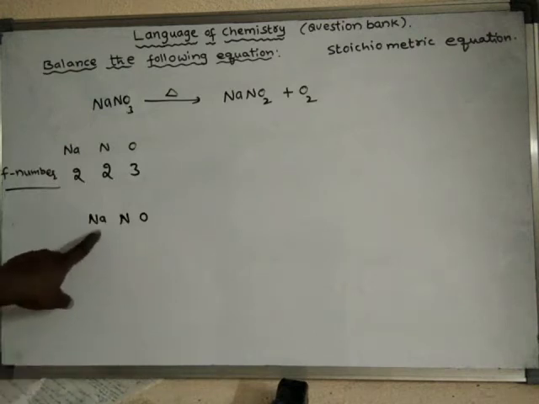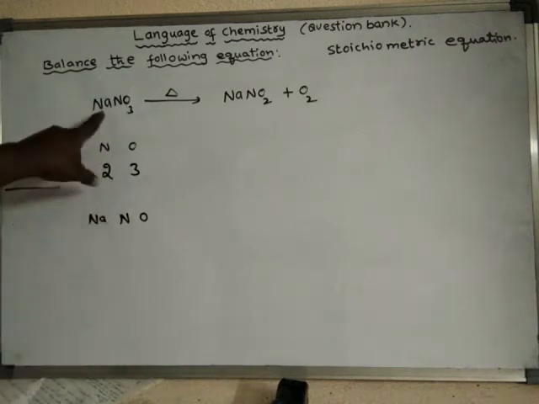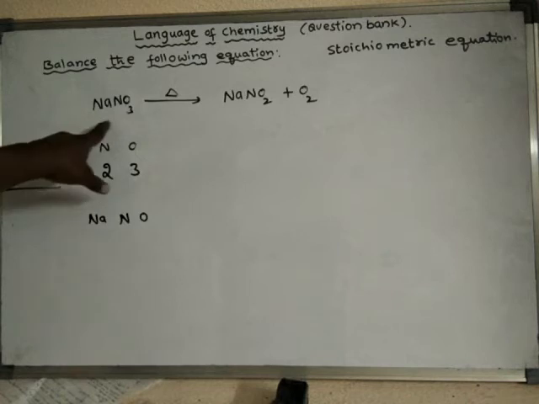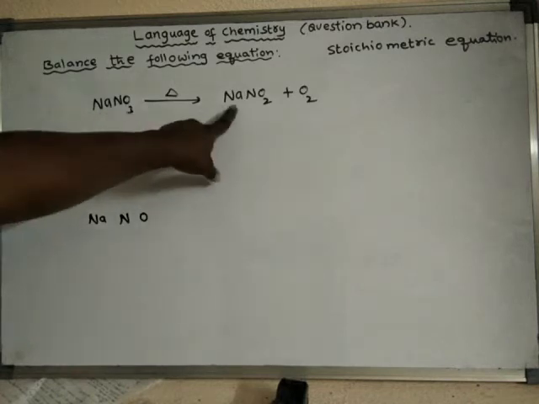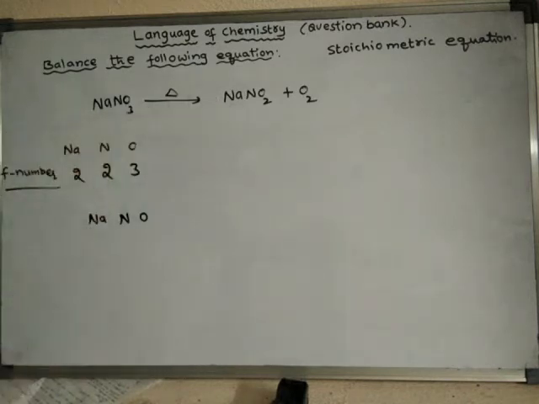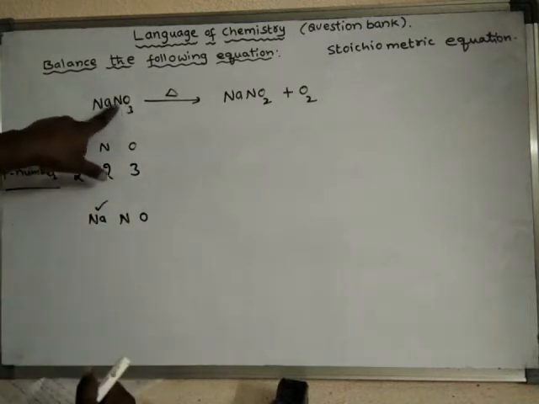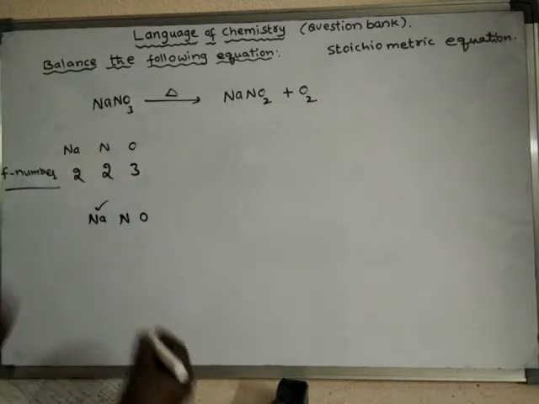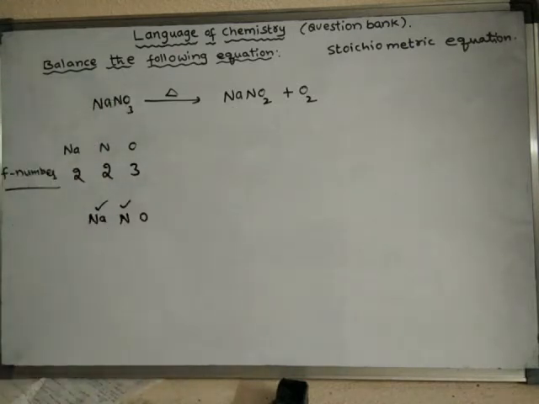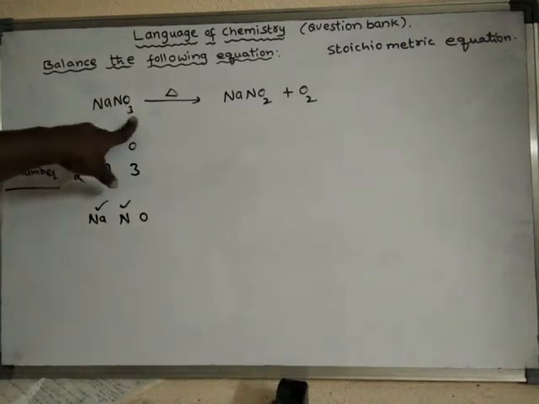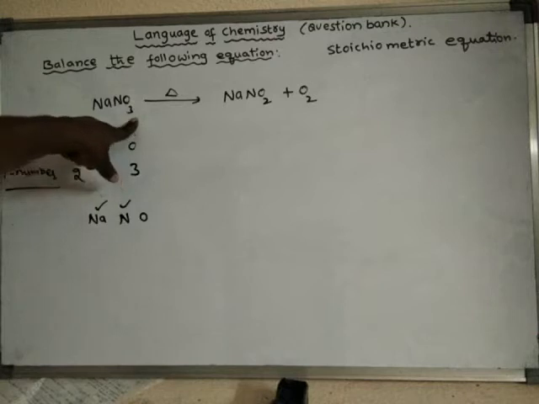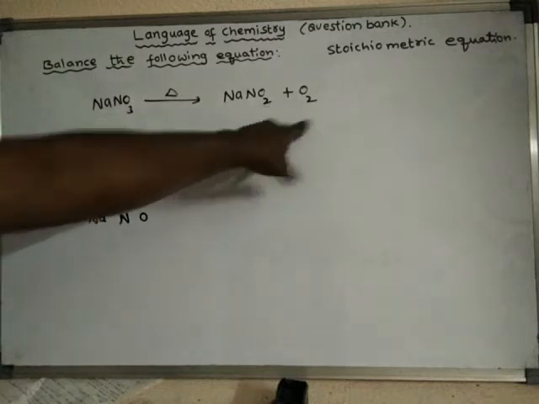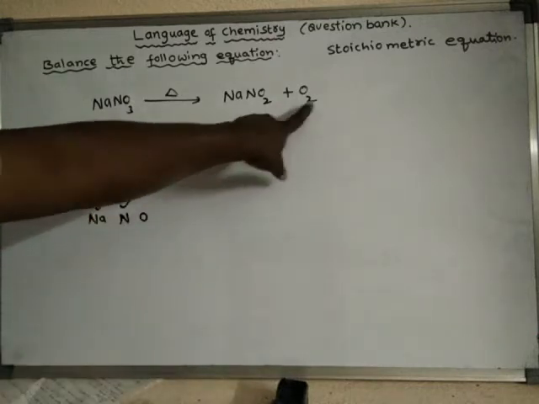First of all, we have to balance the sodium atoms. How many sodium atoms are there on the reactant side? Only one. Towards the product also there is only one sodium. That means sodium is balanced. Next, nitrogen. Only one nitrogen is there, and towards the product also there is one nitrogen. So nitrogen is also balanced. Then we will check the oxygens. How many oxygens are there towards the reactant? 3 oxygens. But towards the products there are 4 oxygens, 2 here and 2 here.